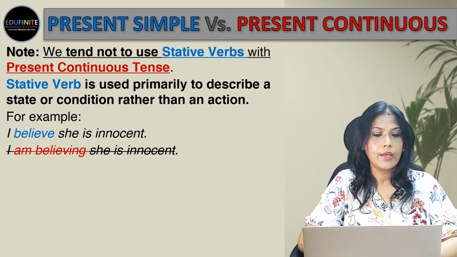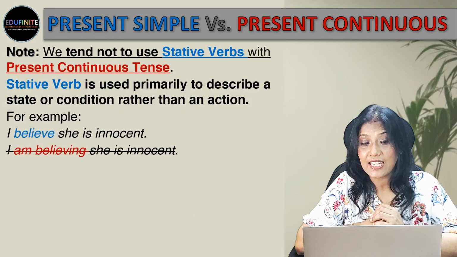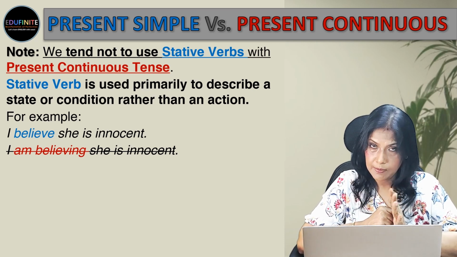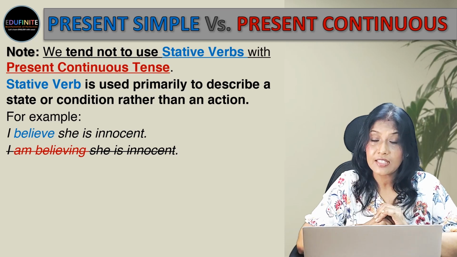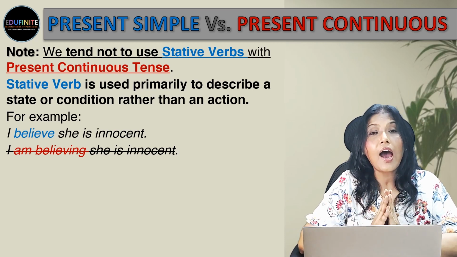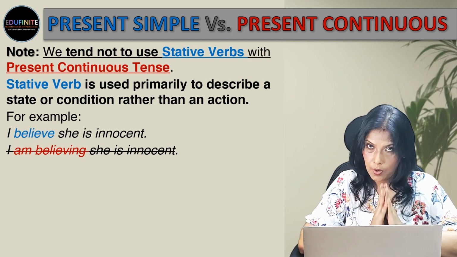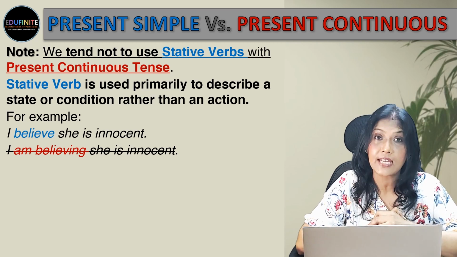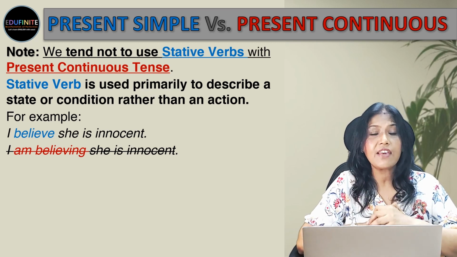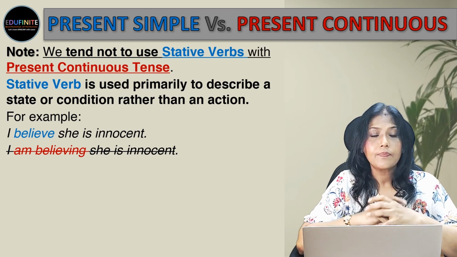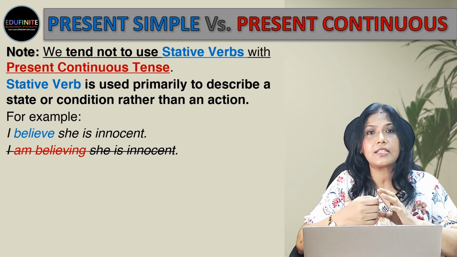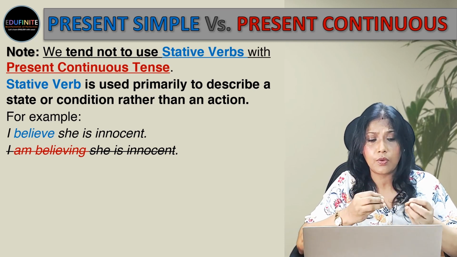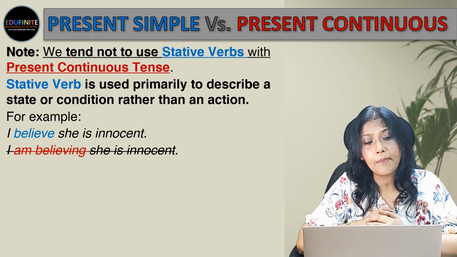For example, I believe she is innocent. See here, the blue ones are of course present simple tense and the red ones are present continuous tense. Those are the verbs. So here, I believe she is innocent is the right way to say it. We never say I am believing she is innocent. So believe is a stative verb, and we never convert it into continuous tense by adding ing to it, and we don't have an auxiliary before it and say I am believing she is innocent.